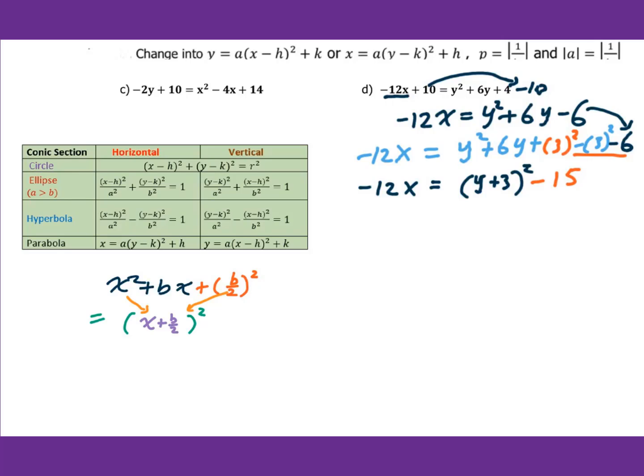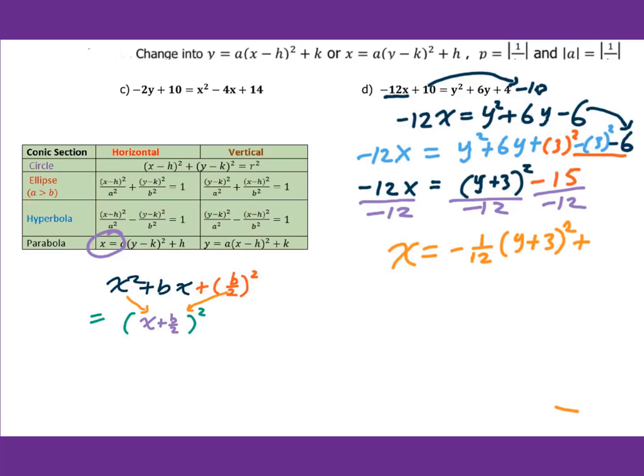Then we need to get x equals, therefore divide by negative 12 for every single term. Then you will get x equals negative 1 over 12 times y plus 3 squared plus 15 over 12. Therefore, your a equals negative 1 over 12. P equals the absolute value of 1 over 4a. So you will get 3.